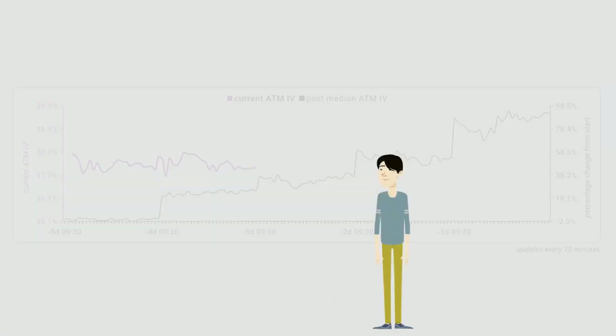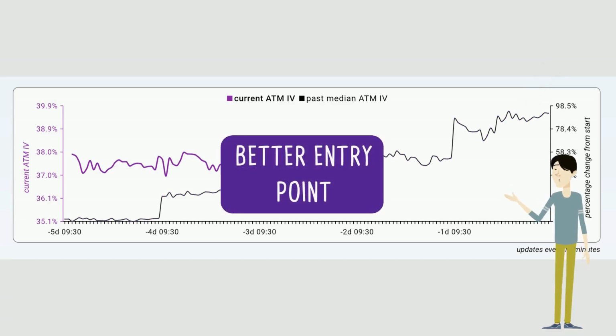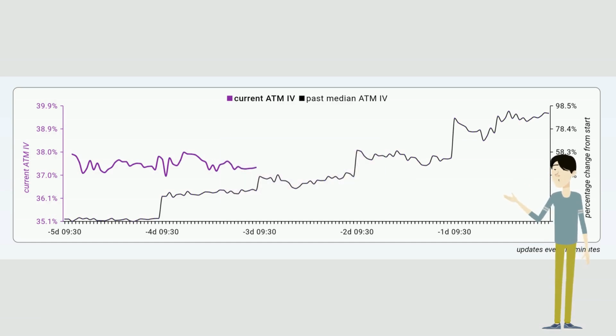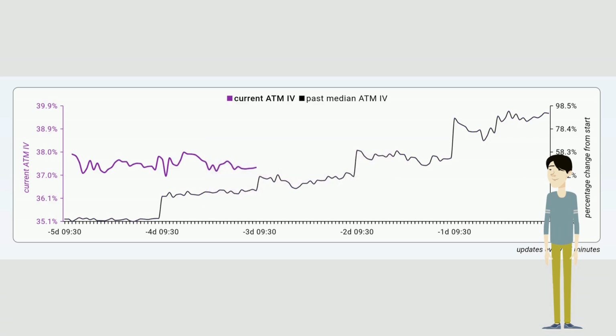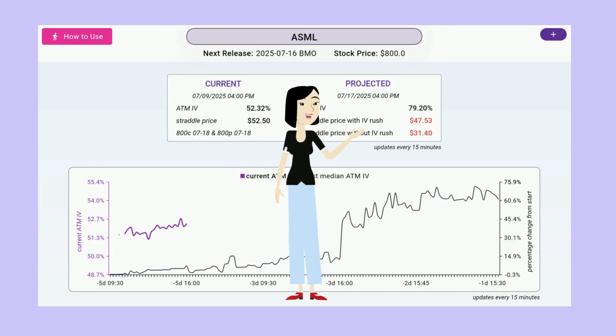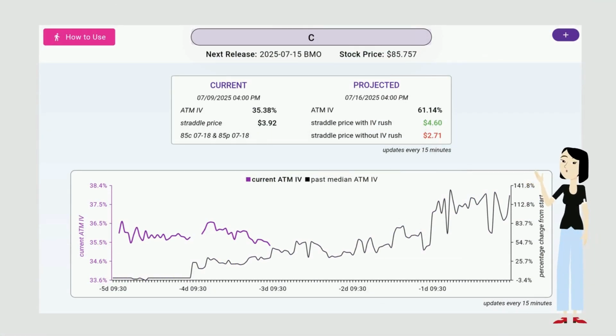But looking at historical patterns, the most pronounced spike in IV tends to happen on the final day before earnings. That might be a better entry point, and in this case, you can check back here closer to that date to see how IV has developed and whether the setup has improved. Obviously, this behavior varies by stock. For example, 4 days before earnings for ASML, even with projected IV expansion, theta decay dominates, and the straddle is expected to lose value. In contrast, at the time this video is recorded, a stock like Citigroup looks more promising with better upside.